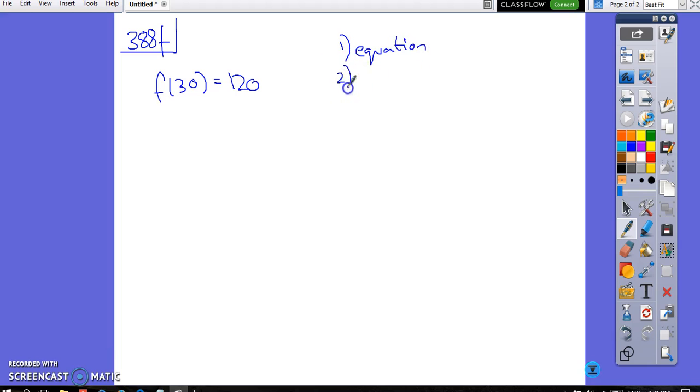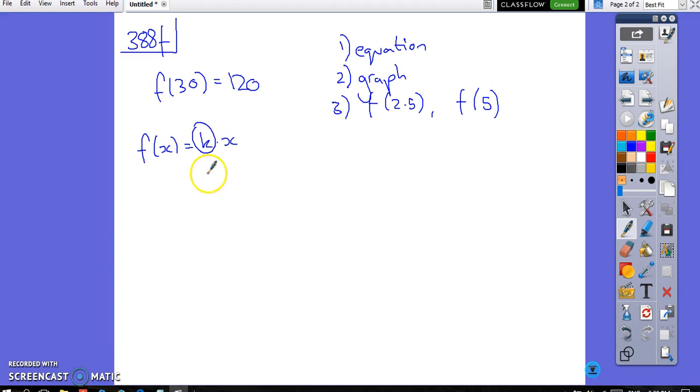We have to draw the graph, which I won't do for you here, but you can definitely do it for yourself, and find f of 2.5 and f of 5. So, first of all, I need to find the equation. Now I know that directly proportional relationships look like this with some factor k. So I know that f of 30 is equal to k times 30, and f of 30 is equal to 120. So I can just set these two things as being equal to one another.